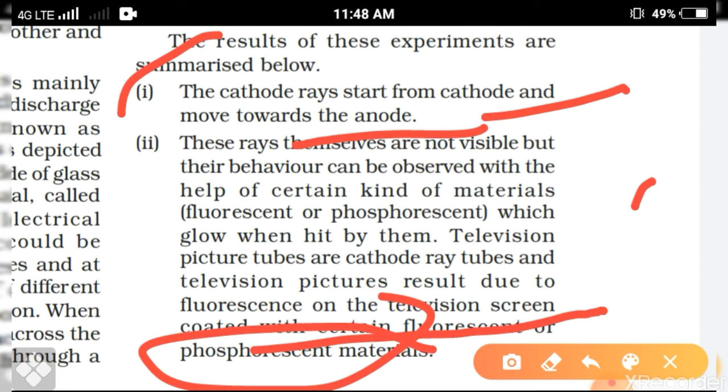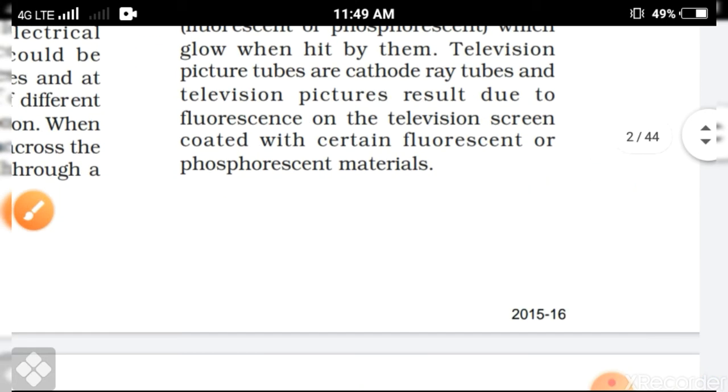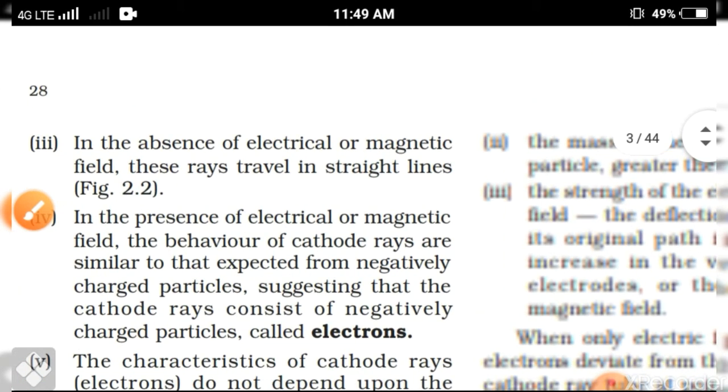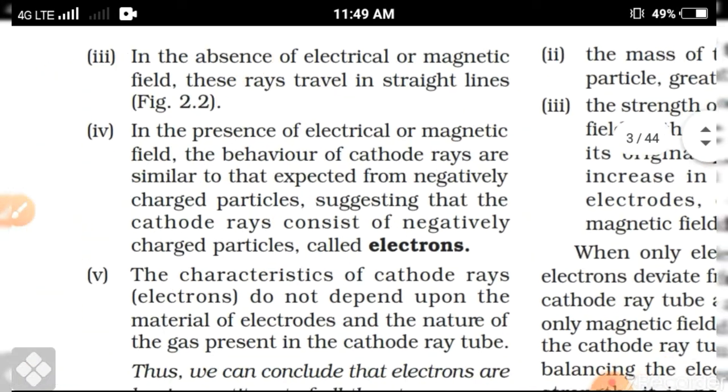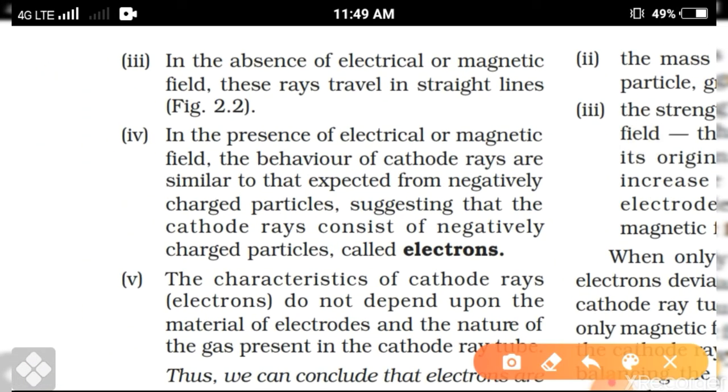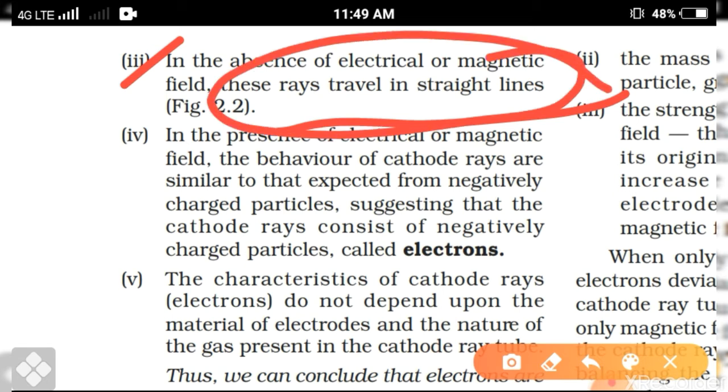So why does this occur? Due to these rays, when the cathode ray passes and strikes the zinc sulfide or fluorescent tube, it suddenly gives the bright spot, the brightness. Clear? So this shows that in the absence of electrical or magnetic field, these rays travel in a straight line. What is the next point? If electric field and magnetic field are not present, then light rays travel in a straight line. Also we know that sunlight or any ray also travels in a straight line.